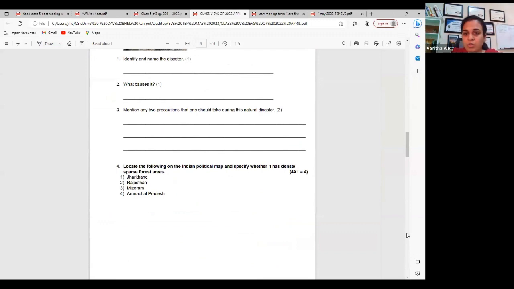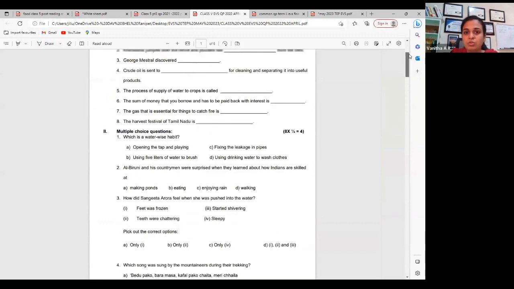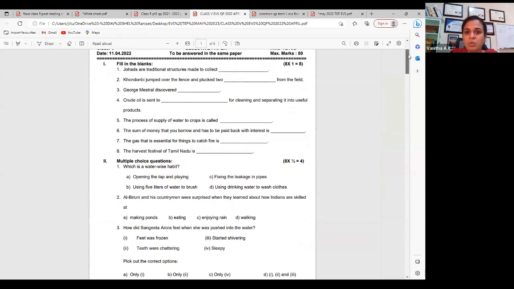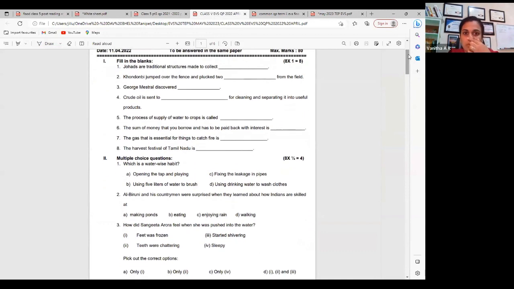I know the content could be quite different, but you'll get used to how a paper will be. All these are 1 mark questions, direct fill in the blanks type of questions. And you see here for multiple choice, it is half a mark. It's not 1 mark. Sometimes even for fill in the blanks, they give you half a mark. So again, questions could be like this, could be a little bit lengthy also.